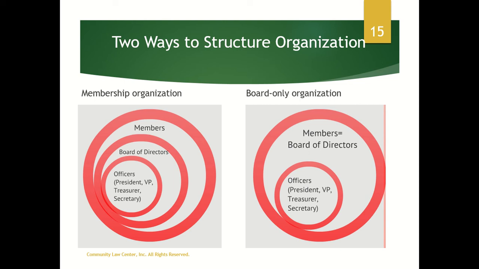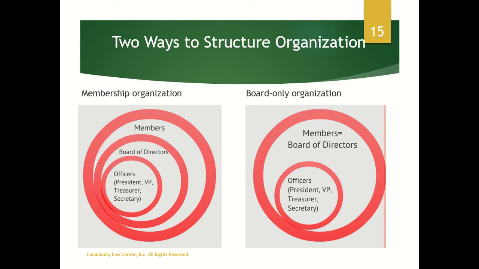So in either case, you have the board of directors, and then the smaller category within that is your officers. So the president, vice president if you have one, treasurer, and secretary. You can see that circle is part of the larger board circle. They are board members. They just have those additional officer roles.